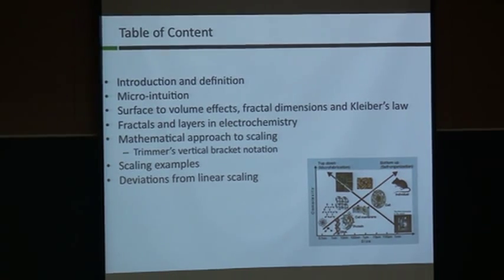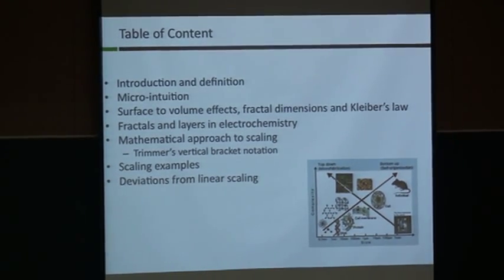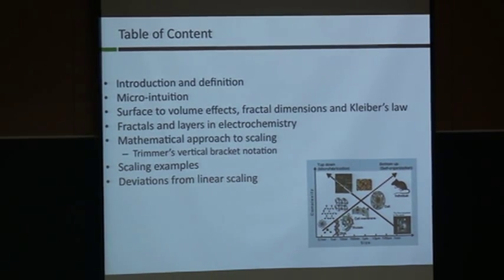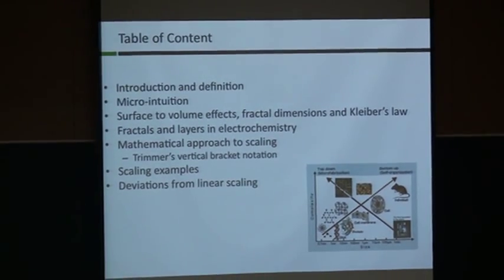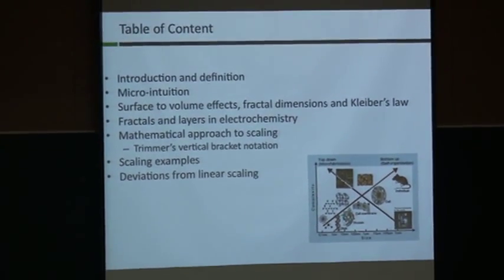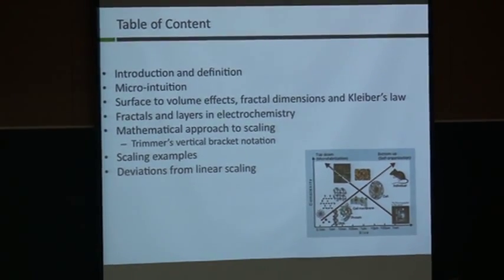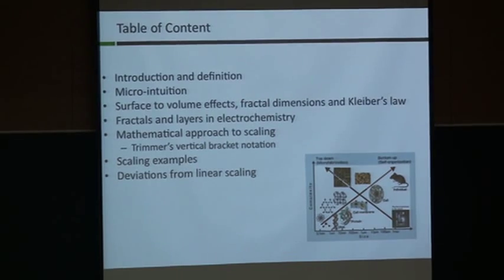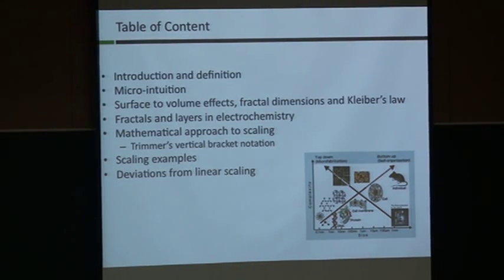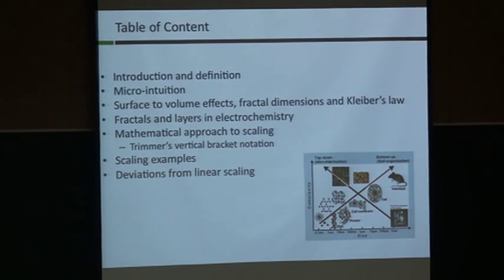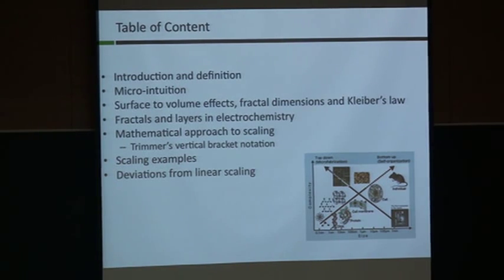Then we're going to talk about surface to volume effects. That is, if you make something very small, as you know, the surface to volume ratio becomes much larger, and that has a lot of consequences. And we talk about fractal dimensions and Kleiber's law. It might well be that for this class, I will leave out fractal dimensions and just do surface to volume effects and Kleiber's law. And fractal dimensions, I will let you read up on in the book.